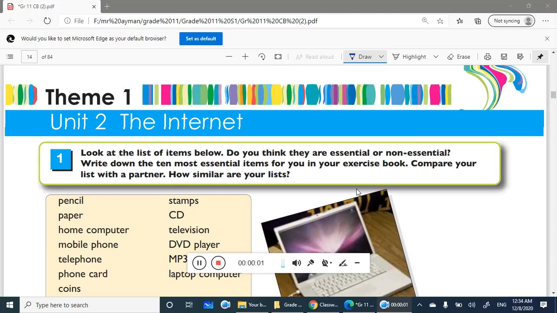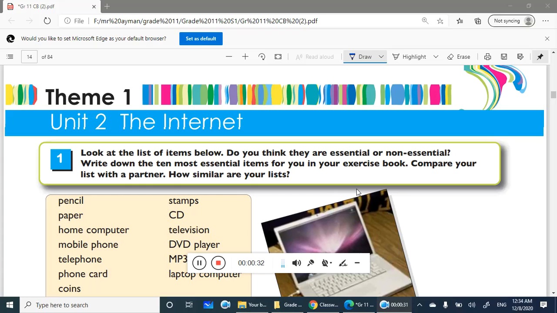As you see in Unit 2, the Internet, Theme 1, Communication, Activity 1, look at the list of items below. Do you think they are essential or non-essential? You know, the word essential means important or significant. Non-essential means unimportant, not important or not significant.